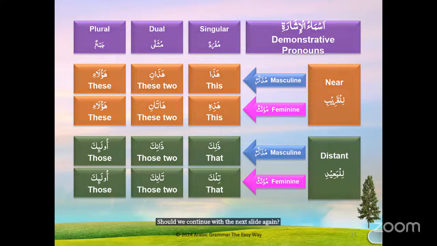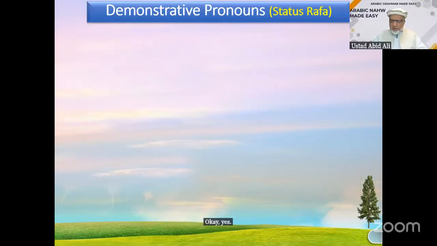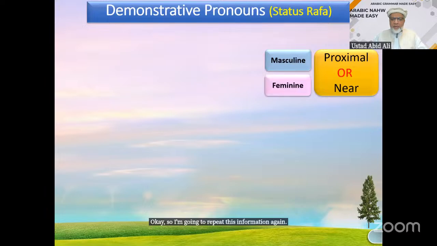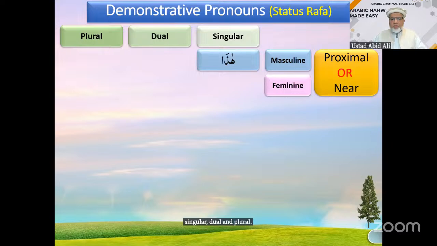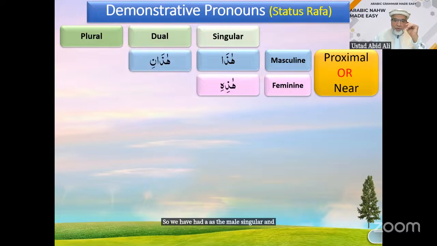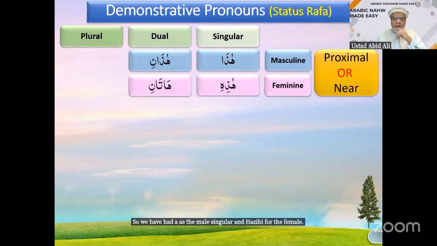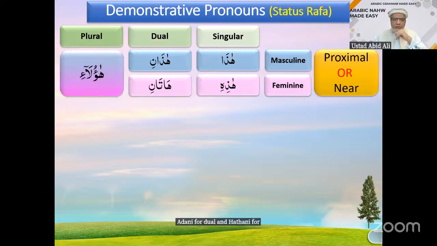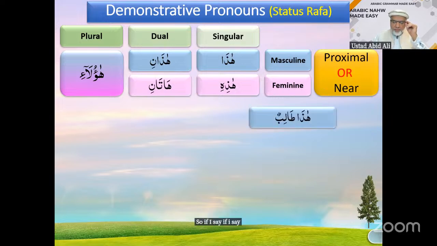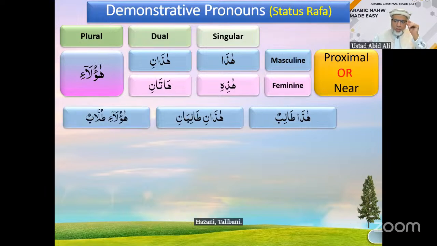Okay, so I'm going to repeat this information again. So we have masculine and feminine, singular, dual, and plural. So we have hada as the male singular and hazihi for the female. Hadani for dual and hatani for female dual. And haulai is common between them. So if I say hada talibun, hadani talibani, haulai tullabun, what is the translation of hada talibun?